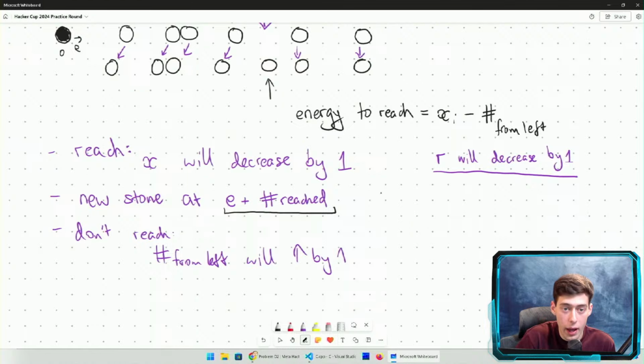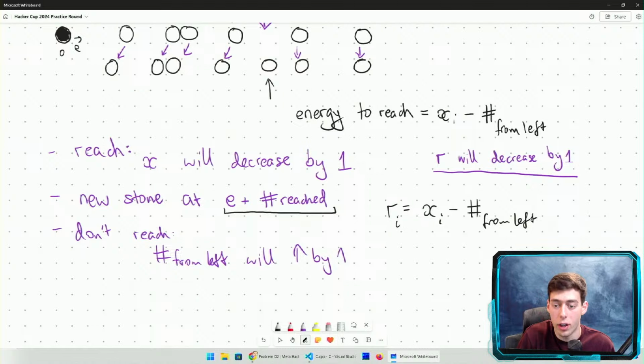But so now, what's the energy that we need to reach that from the next stone throw, right? So we now need to consider this. We now need to add this to the list of stones that we have, and for future information, we need to know the energy we need to reach that. So what's the R value for this stone that we just added? Well, Ri, like we have up here, is xi minus the number from the left of i.